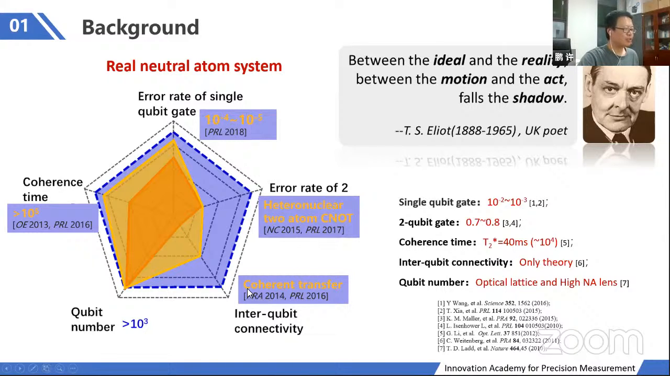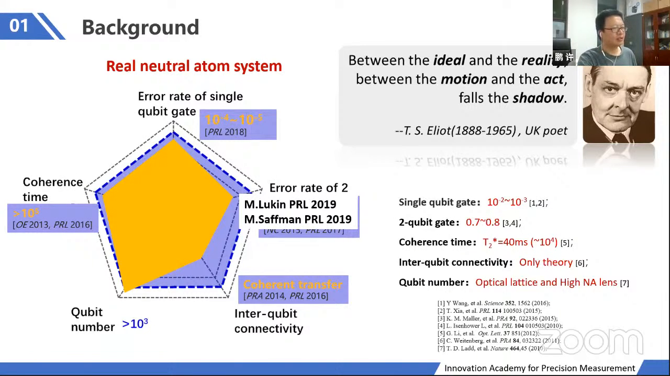And we have demonstrated coherent transfer of atoms between different sites. Especially recently, in the last year and this year, Mikhail Lukin's group and Mark Saffman's group have improved the 2-qubit gate fidelity to 0.99, which is an error rate of 0.01.